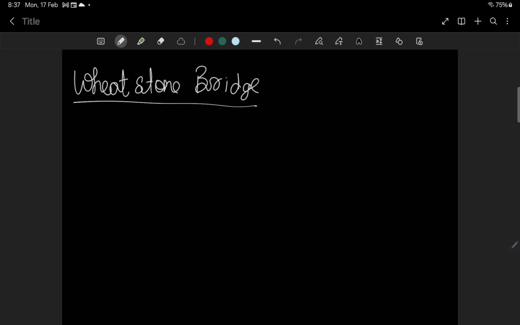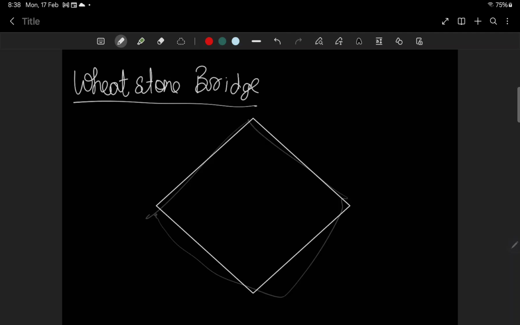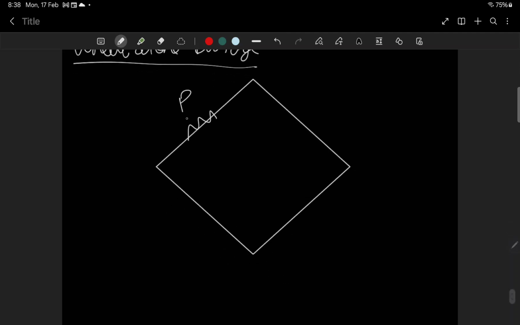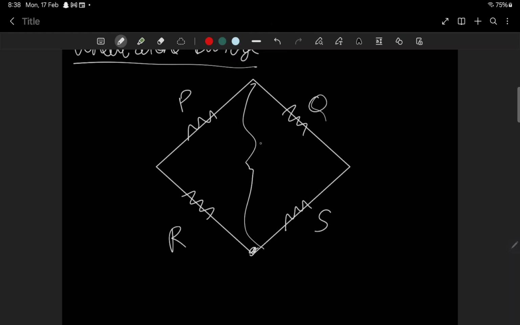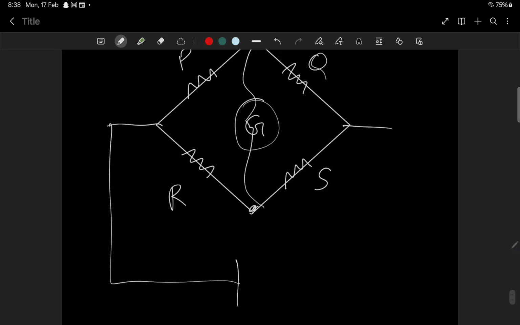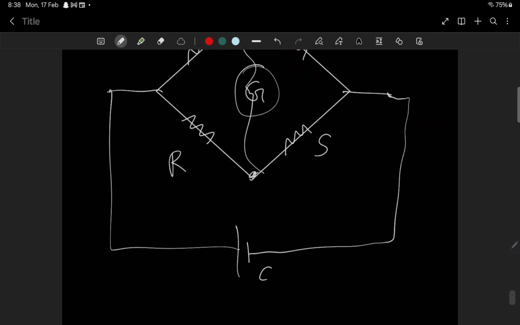It is an arrangement of 4 resistors used to determine one of these resistors quickly and accurately in terms of the remaining 3 resistors. If you are keeping 4 resistors like this, P, Q, R and S. Now I am connecting a galvanometer here. If no current passes through this galvanometer, then this Wheatstone bridge is said to be in a balanced condition. We will come to that. And we are connecting this to an external cell of EMF E.